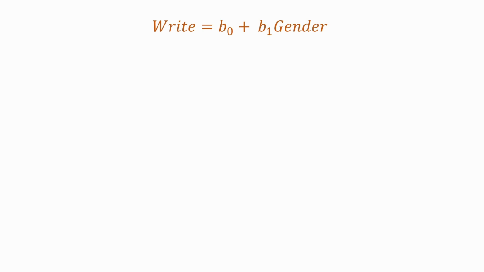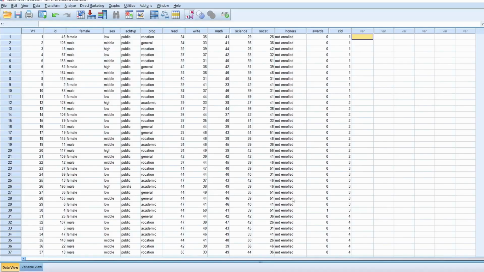So let's go to SPSS to look at how the data looks. So this is the data. This is our independent variable. The variable name is called female, but you have female and male, two categories. And the writing score is here, which is a continuous variable. So this is our dependent measure.